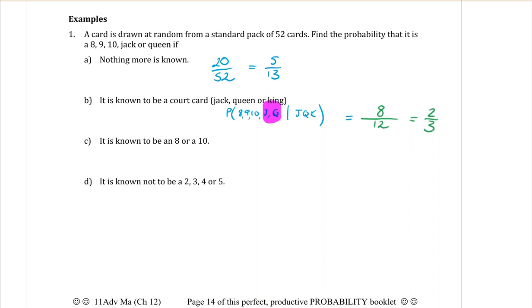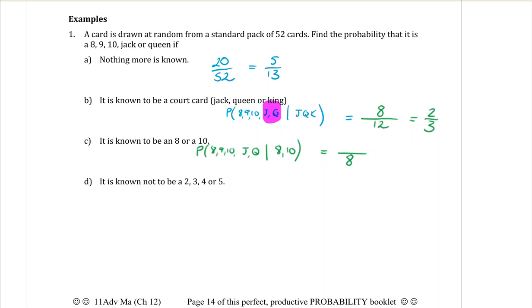Let's try another one. It is known to be an 8 or a 10. So I want the probability of 8, 9, 10, Jack, Queen, given that I've only got 8s and 10s. If I only have 8s and 10s that I'm using, there is 8 of those in the pack.